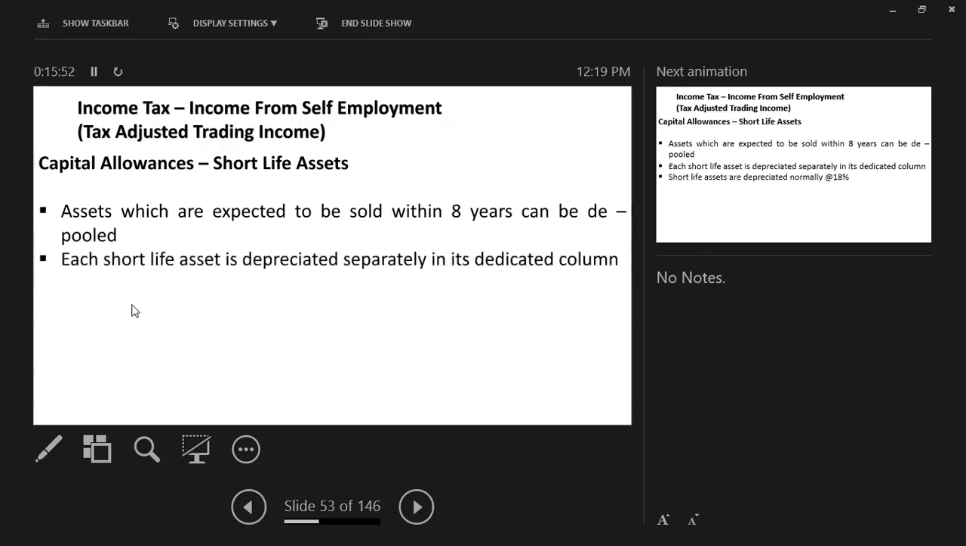Each short life asset is depreciated separately in its dedicated column, just like the private use assets we already discussed. Sir, can a car be considered a short life asset? Does a car have a life of less than 8 years? Yes, maybe, depending on the owner's choice.